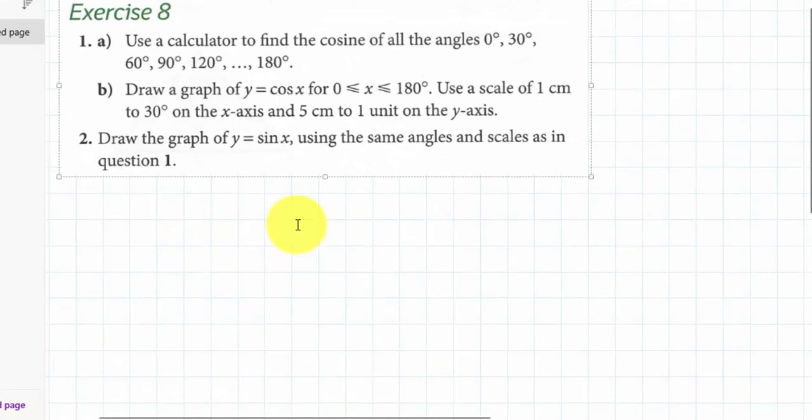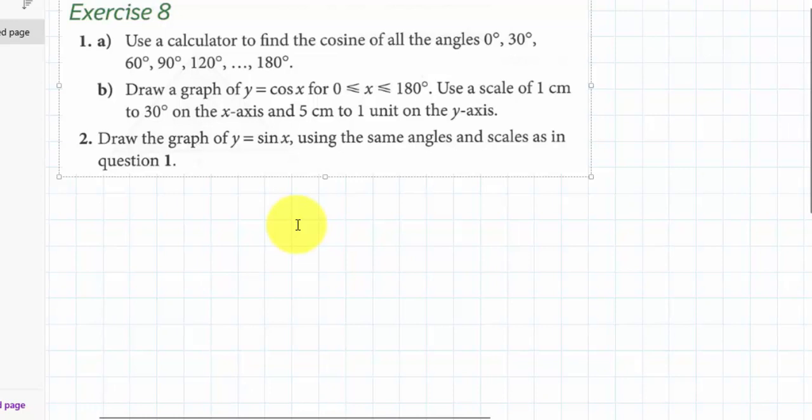Now let's do question 1 and question 2 here. Question 1 says, use a calculator to find the cosine of all angles 0, 30, 60, 90, 120. These three dots mean going by 30 until 180. Then part B, draw a graph of y equals cosine of x. We're going to use the table for part B. Now part A, let's just do it.